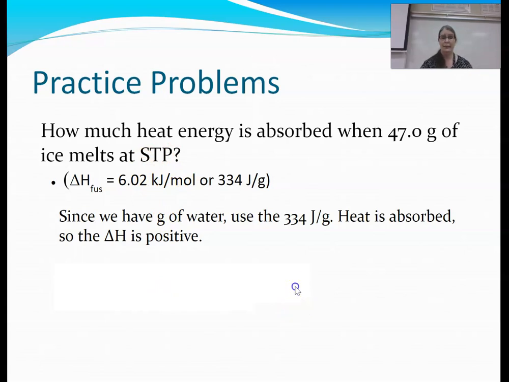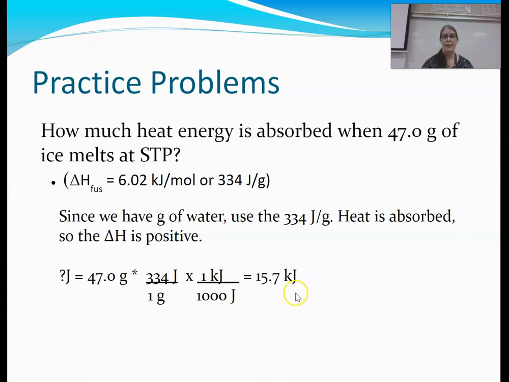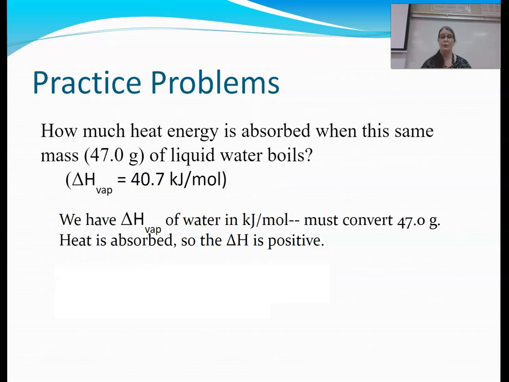So I'll set this up and say, well, how much energy, how many joules is equal to 47.0 grams. And then I use my delta H of fusion. 1 gram is 334 joules, and that's going to be a really big number. So I'm going to go ahead and put it into kilojoules, so it's easier to round. And of course, 1 kilo anything is 1,000 of the base unit. So I end up with 15.7 kilojoules of heat absorbed. We can do a similar problem with the delta H of vaporization.